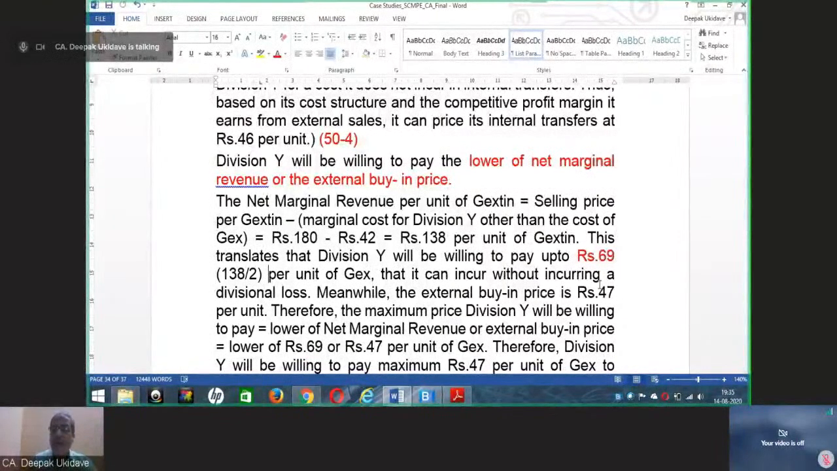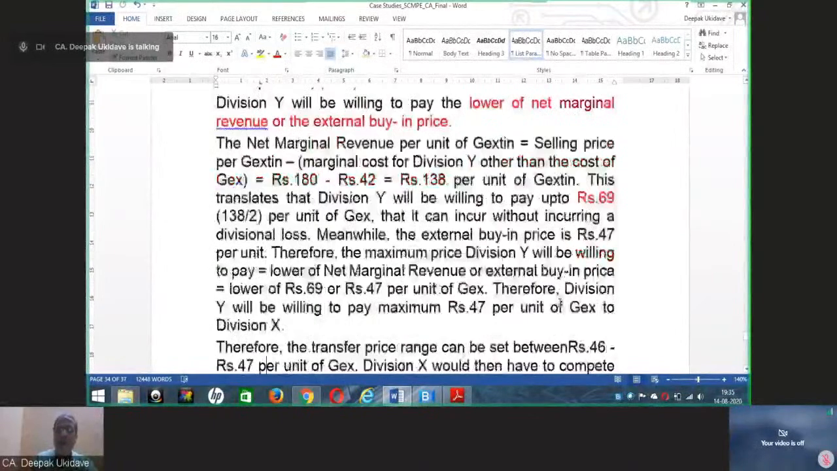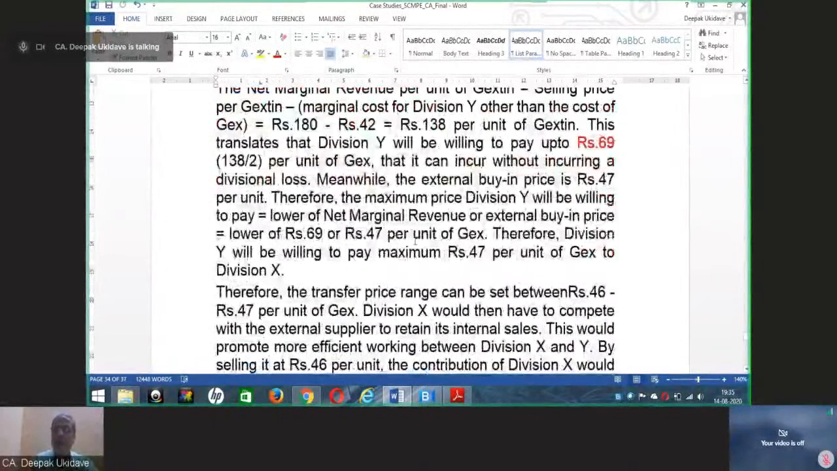Meanwhile, the external buying price is 47 and therefore the maximum price division Y will be willing to pay is the lower of net marginal revenue, that is 69 rupees, or 47 rupees, whichever is lower. Obviously the maximum is 47. So this I am highlighting. See, each figure is a derived figure, each figure is a calculated figure based on our analysis, based on our logical understanding of the case.